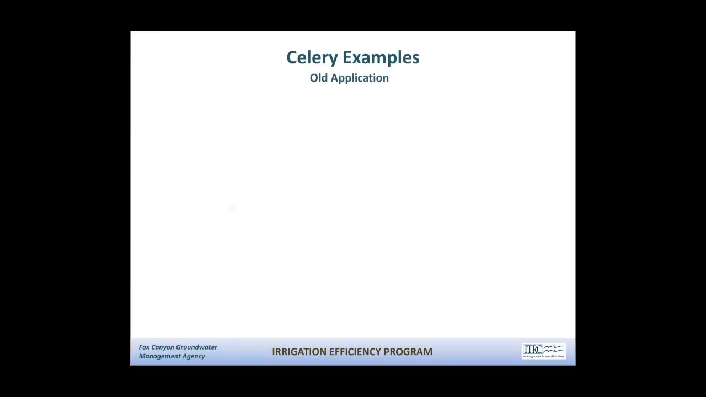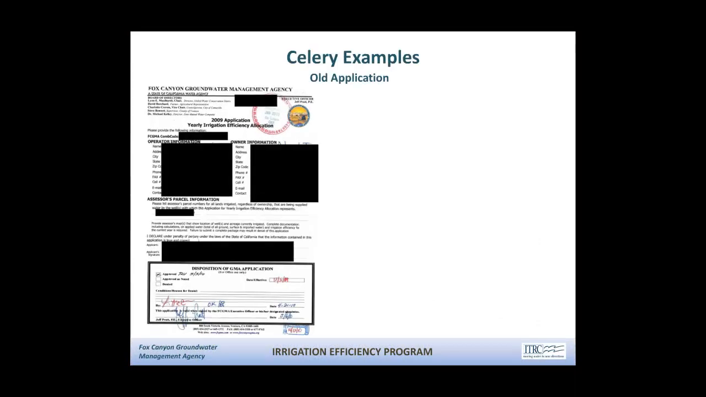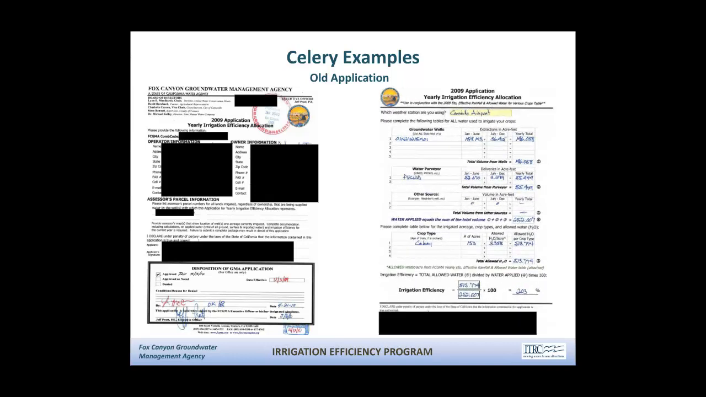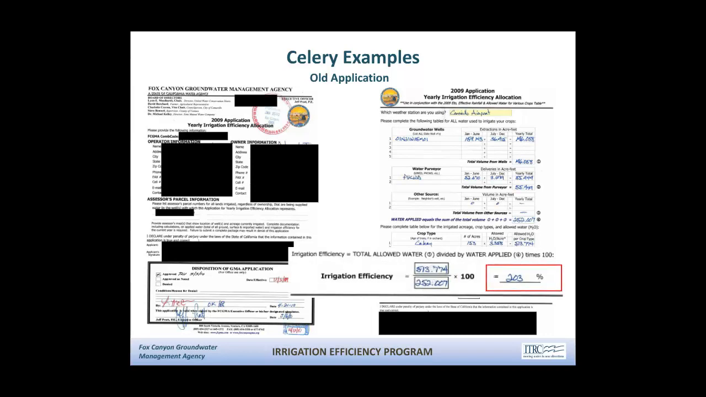For this first example, let's take a look at an example celery grower using actual data from a grower in 2009. Using the old form, this grower calculated their irrigation efficiency. As you can see, the result of the evaluation showed an irrigation efficiency value of 203%. The old program stated that as long as the grower had a value greater than 80% irrigation efficiency, then the grower was within the water allocation requirements. However, this value is artificially high, since it is impossible to have an irrigation efficiency greater than 100%.